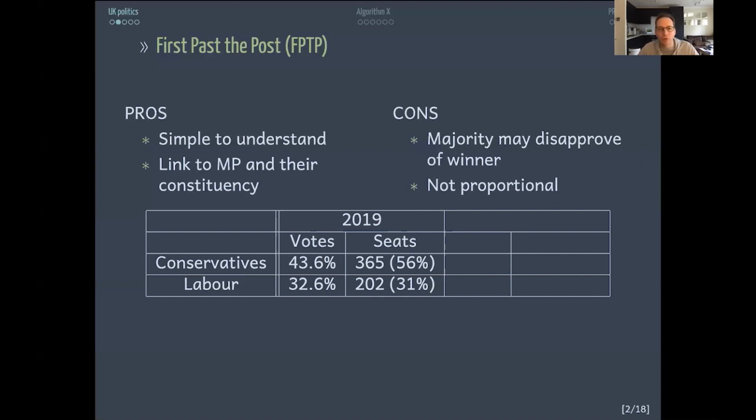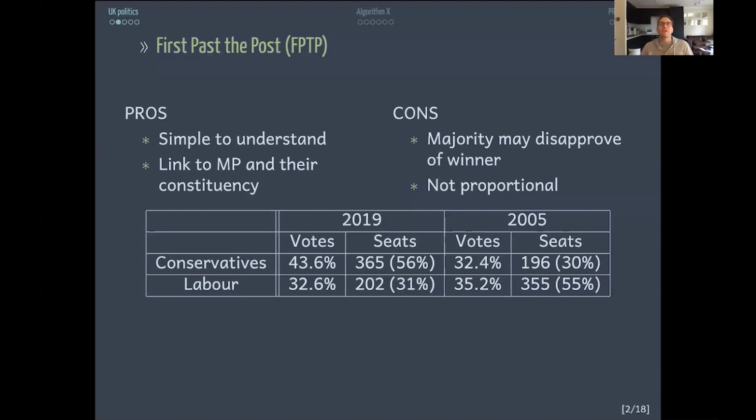Probably one of the most notorious was in 2005, where, again, Conservatives, you can see here, got 32.4%, very similar to the result that Labour got last year. And they ended up with 196 seats. So again, quite proportional. Whereas the Conservatives, with only a couple of percentage points more, 35.2%, ended up with 355 seats, 55%. It's because first past the post has a disproportionate effect.